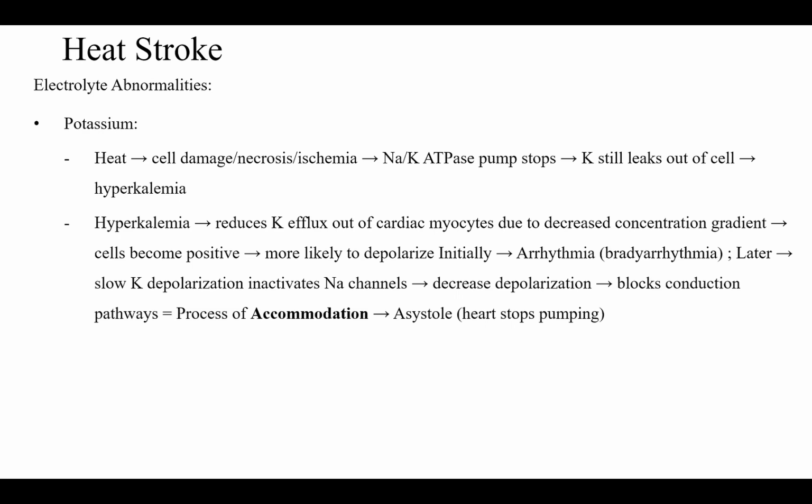In this video, we're going to talk about electrolyte abnormalities in heat stroke. First comes potassium. Heat damages cell membranes, causes necrosis and ischemia, and that causes the sodium-potassium ATPase pump to stop. So when this pump stops, you have no net movement of sodium getting kicked out and potassium coming in.